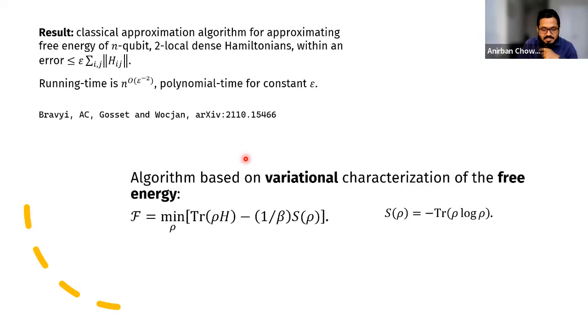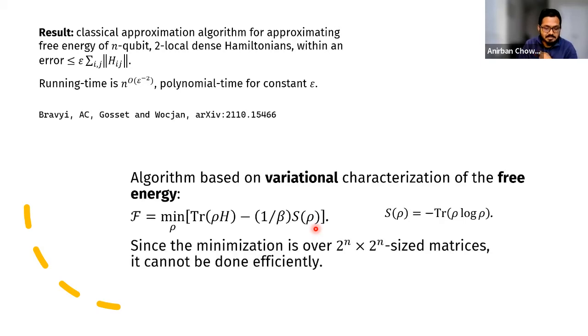And our algorithm is based on the variational characterization of free energy. That is, we have something called the free energy functional, which is the sum of the average energy term and something depending on the von Neumann entropy. And if you minimize this function over the space of all density matrices, this gives you the free energy. Now, this is an optimization you can in principle do, but you cannot do it in practice because this minimization is over exponential-sized matrices if you have an n-qubit system. So our optimization is too difficult.